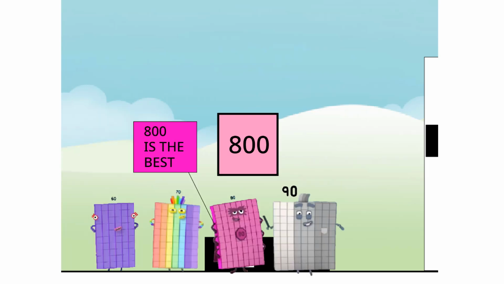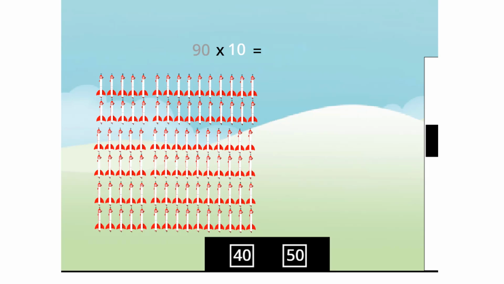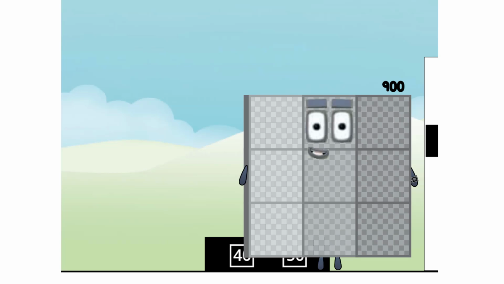Ah! 800! He's the biggest hero of all! Oh, there's always someone bigger! Look! Up in the sky! It's... Another 10 times 90 times 10 equals 900. I am 900. You won't believe your eyes.